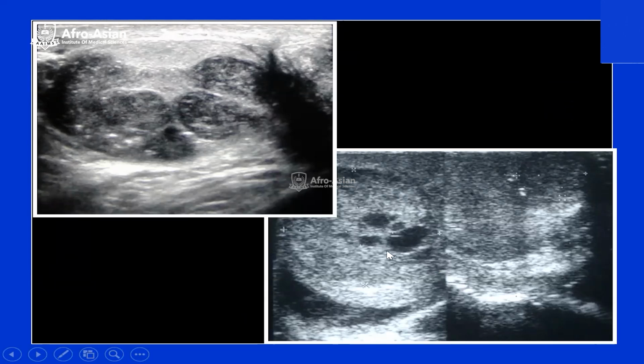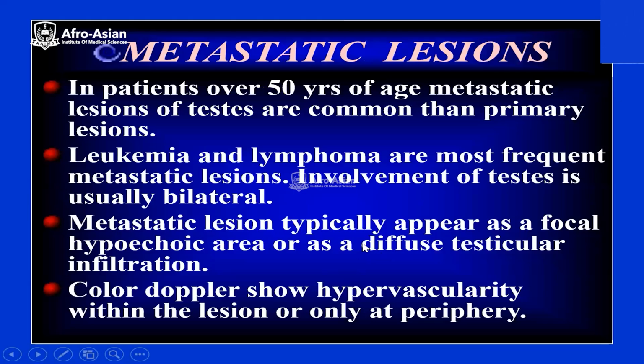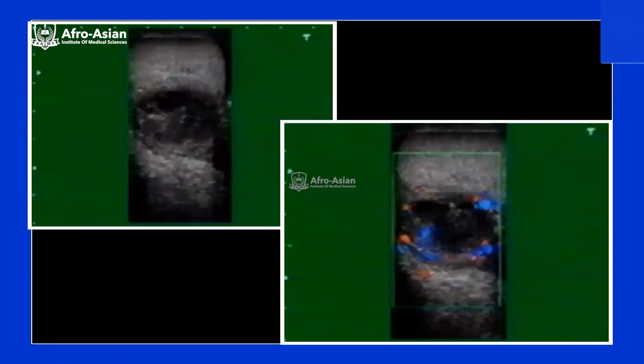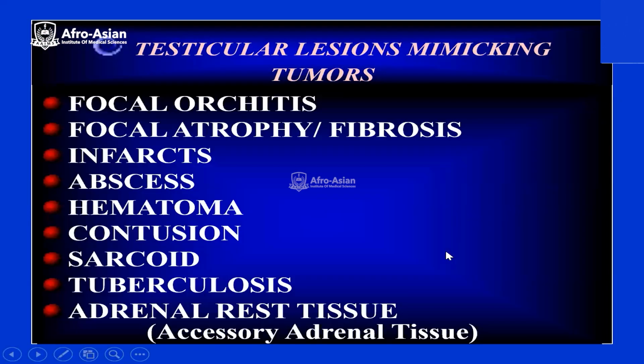This is another mass. We can also have metastatic lesions in patients over 50 years of age. Metastatic lesions of the testes are more common than primary lesions. Leukemia and lymphoma are the most frequent metastatic lesions. On color Doppler, we can find it. This is a metastatic lesion.